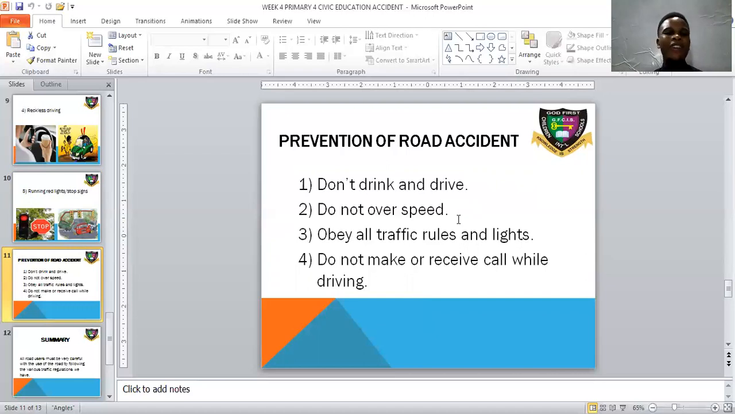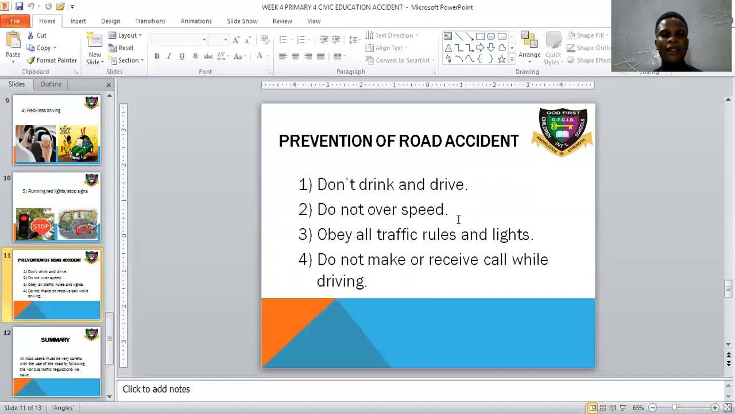Why? Because our government are not working. If they were working and had arrested so many of them, they would sit up. But because they are not arresting them, they are not punishing them, that is why the others think they don't need to keep to these rules and regulations again. So please, if you must drive, don't receive call and don't make calls.